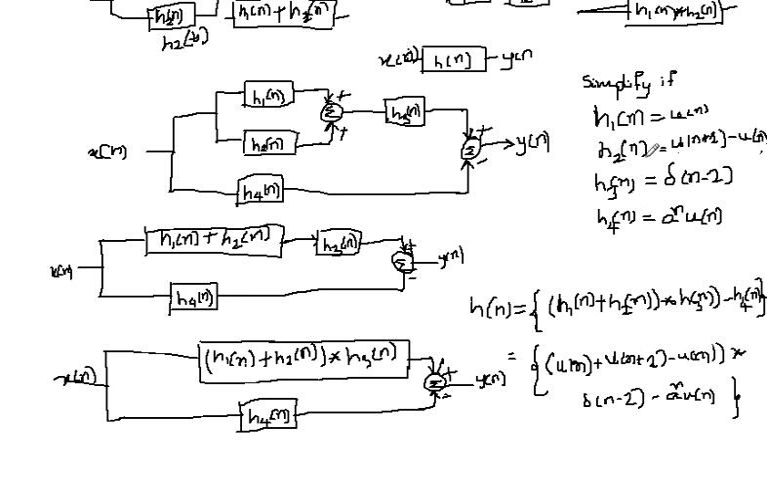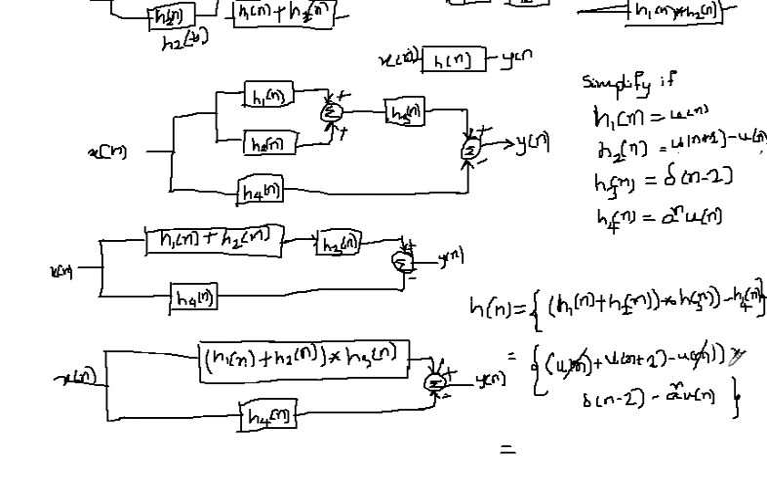The value of h2 of n is u of n plus 2 minus u of n. So let's substitute the value of h2 of n as u of n plus 2 minus u of n. Then convolution h3 of n. h3 of n is del of n minus 2 and minus h4 of n is a raised to n u of n. So when we go for solving this one, we can see it is u of n and minus u of n gets cancelled, and u of n plus 2 is convoluted with del of n minus 2.